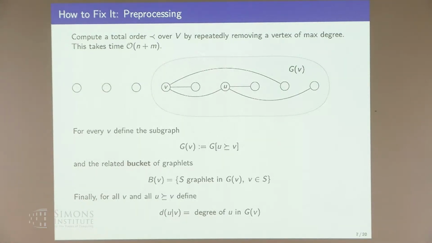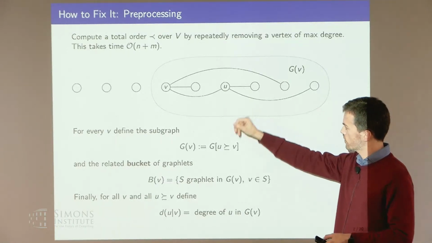We compute a total order over the vertex set by repeatedly removing a vertex of maximum degree. Okay, so it's like the core ordering of a graph, but just the inverse rule. And this takes linear time by standard bucketing algorithms. And now, so this is the ordering.